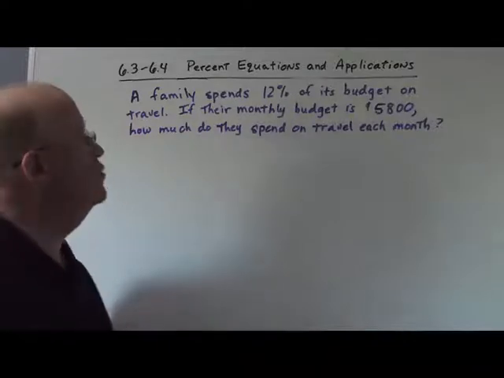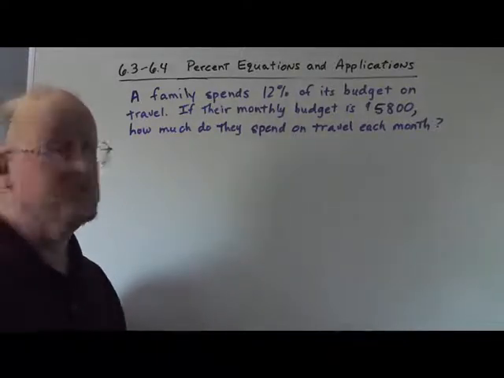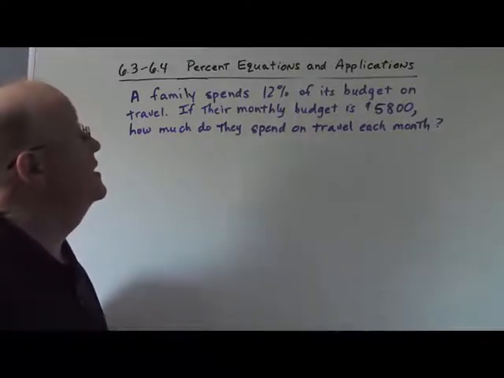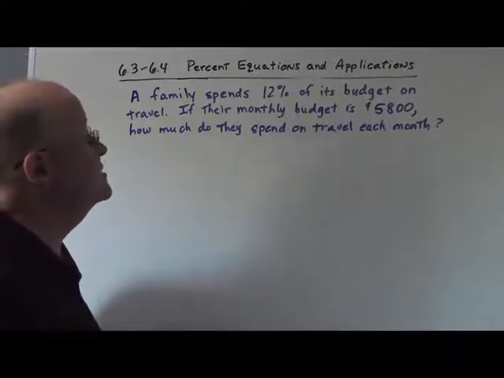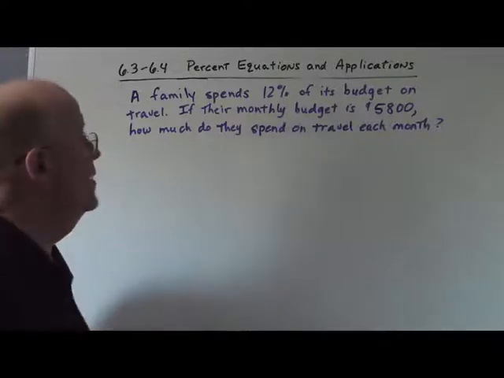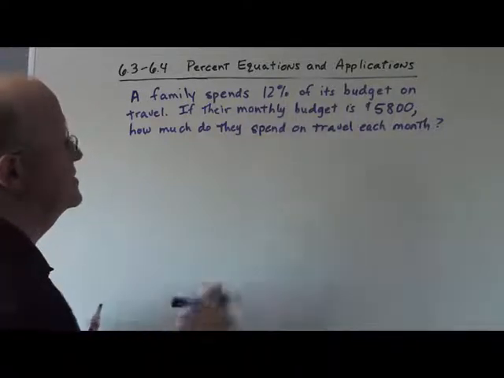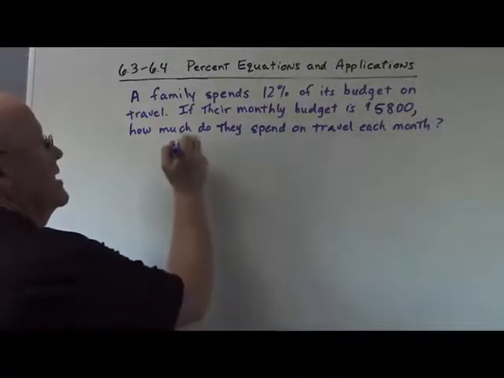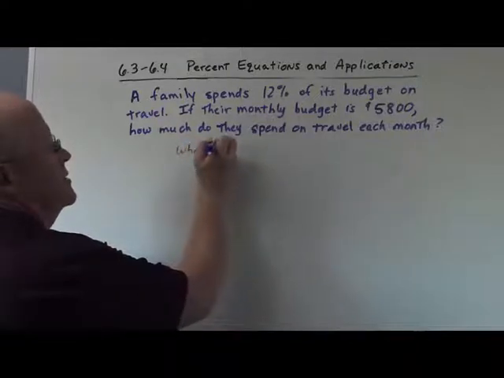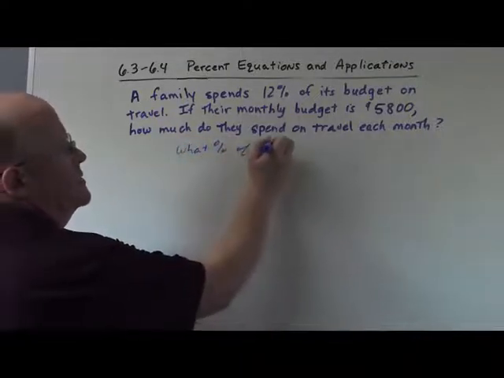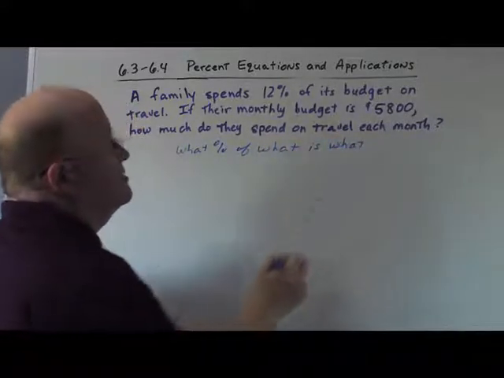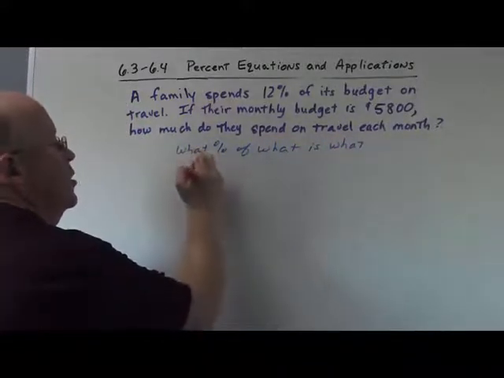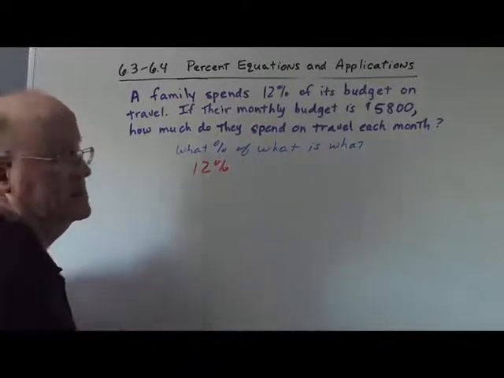In this next problem, we are told that a family spends 12% of its budget on travel. If their monthly budget is $5,800, how much do they spend on travel each month? Okay, let's see if we can convert this into a simple sentence. We'd like to have what percent of what is what? Well, so to speak, we already have 12% given to us.